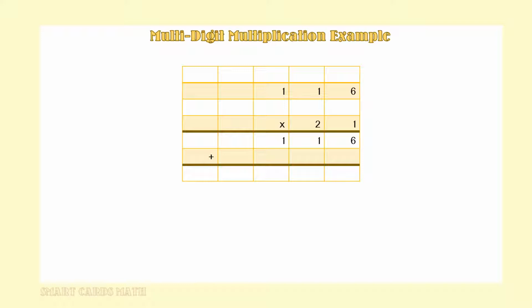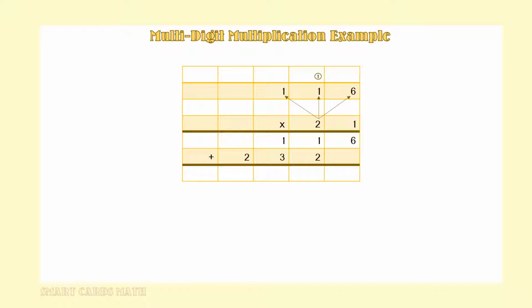Now let's multiply the digit in the tens place and begin writing the second cross product in the tens place, regrouping if necessary. 2 times 6 is 12. Write down the 2 and carry the 1 to the tens place. 2 times 1 is 2, plus 1 more is 3. 2 times 1 is 2. The second cross product is 2, 3, 2.